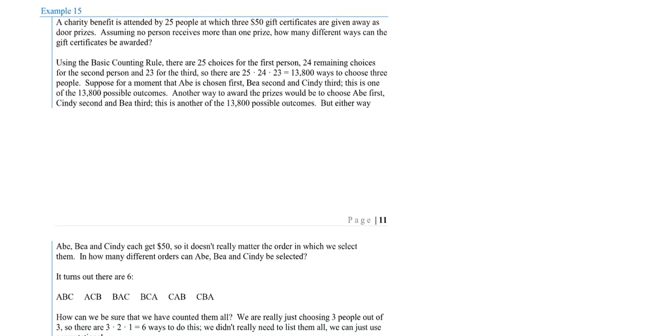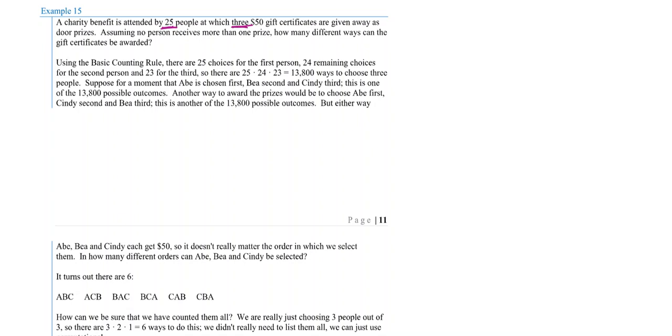It says, a charity benefit is attended by 25 people, at which three $50 gift certificates are given away as door prizes. Assuming no one person receives more than one prize, how many different ways can the gift certificates be awarded? Okay, so first off, the fact that it was a $50 gift certificate, I know that's a number, but that wasn't really relevant. It's really just that there's 25 people and three of them are getting something, right?